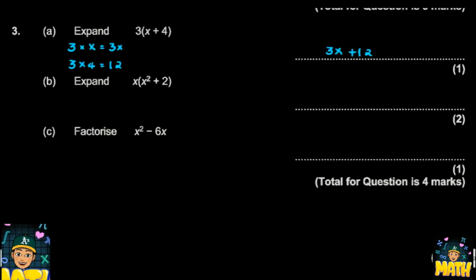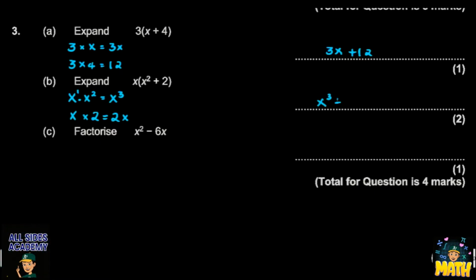In this second question, I'm going to multiply the x with everything that is in the brackets. I'll start with x times x squared. That gives me x cubed, because the x is the same as x to power 1, and when I add the powers, I get x cubed. Then x times 2 gives me 2x. So I put them together to have x cubed plus 2x.